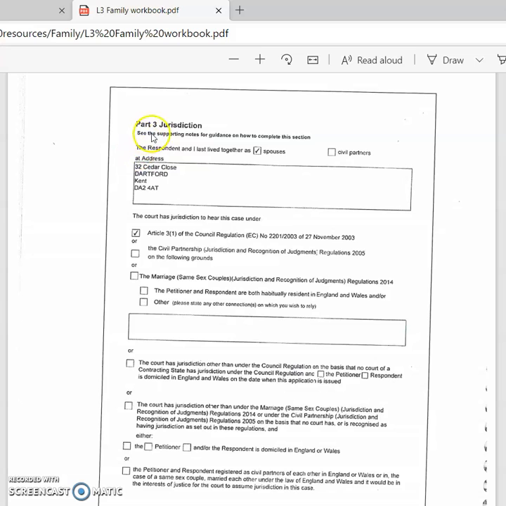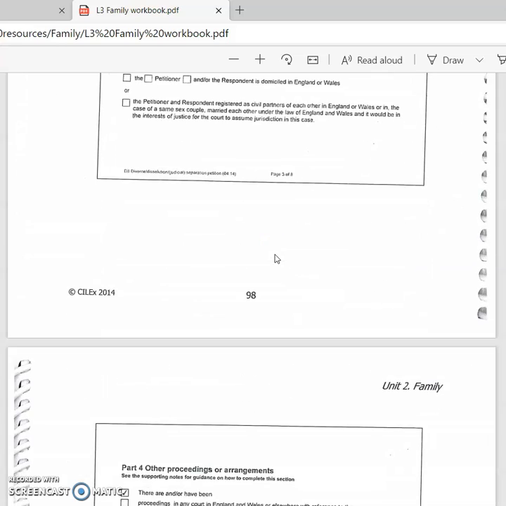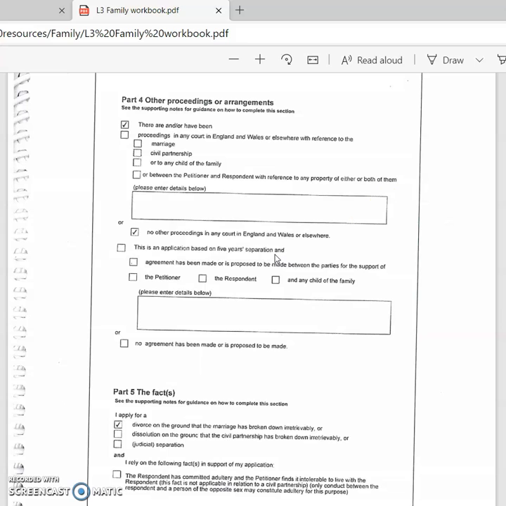And it says, supporting notes, the respondent and I last lived together as spouses, okay, at this address. So the court can hear this case under Article 3.1 of the Council Regulations, okay? The rest of it doesn't need to be done because they're not a same-sex couple, etc., etc. Okay? It's just a simple divorce. Then it says, other proceedings or arrangements. There are or have been no other proceedings. So there's no other court issue going on with these two. Okay?